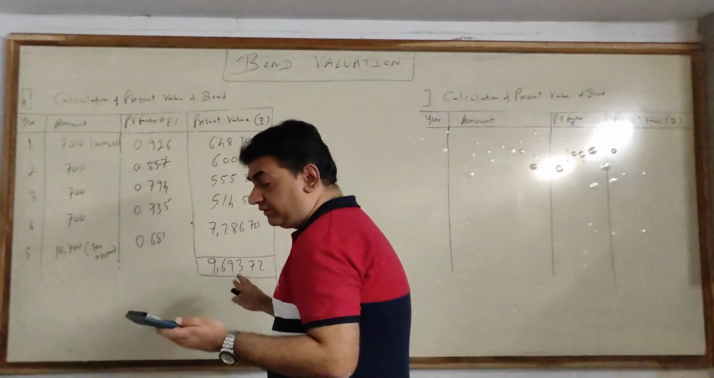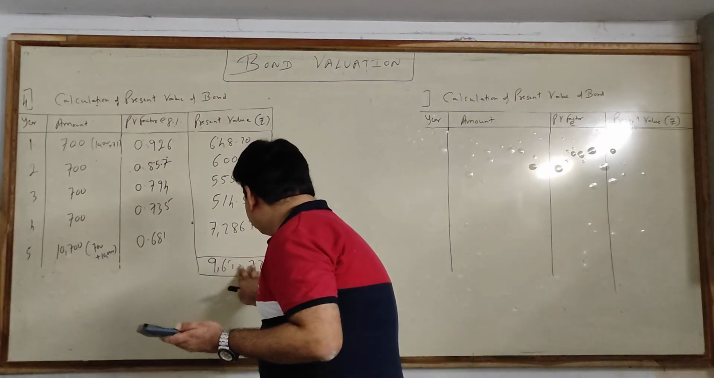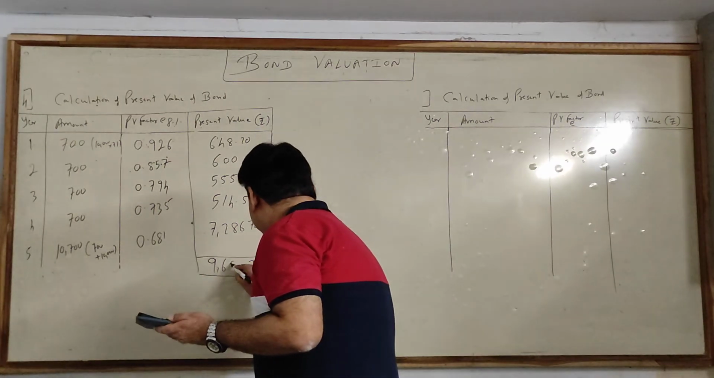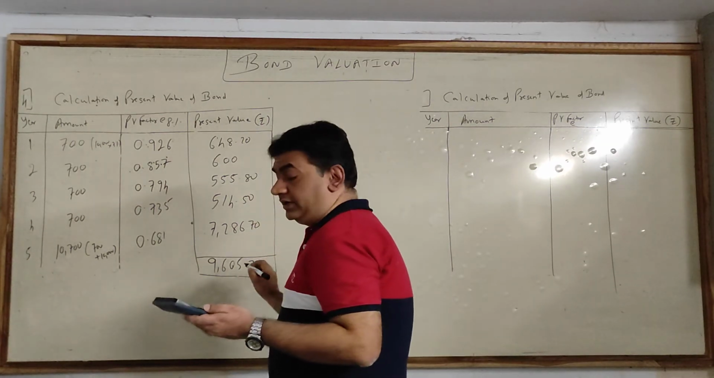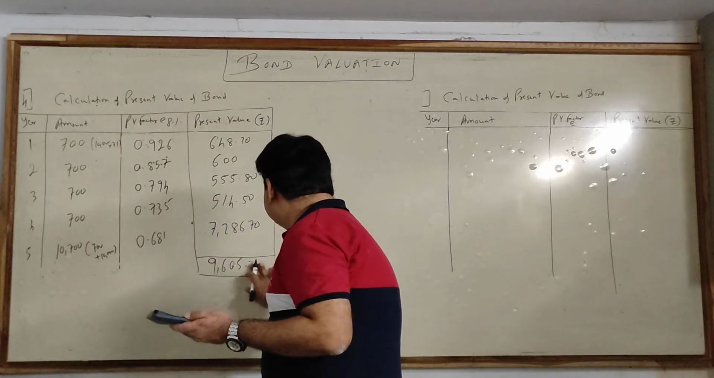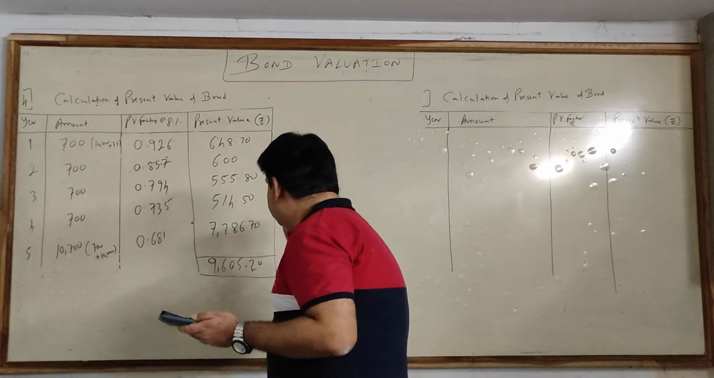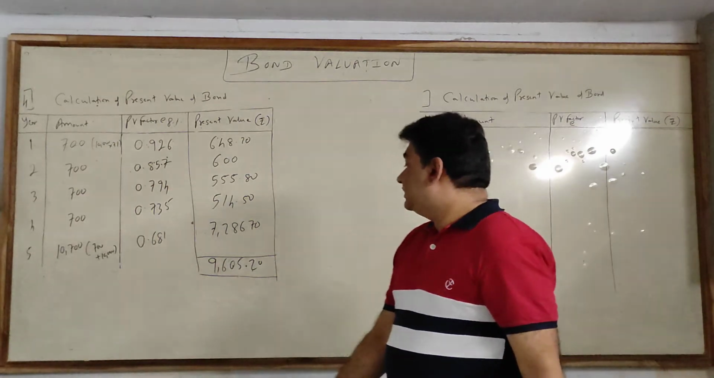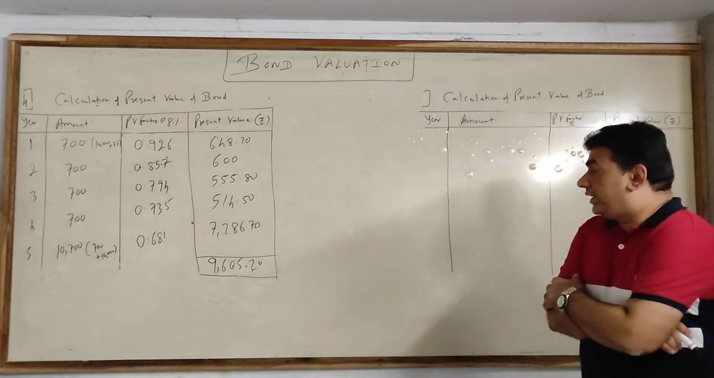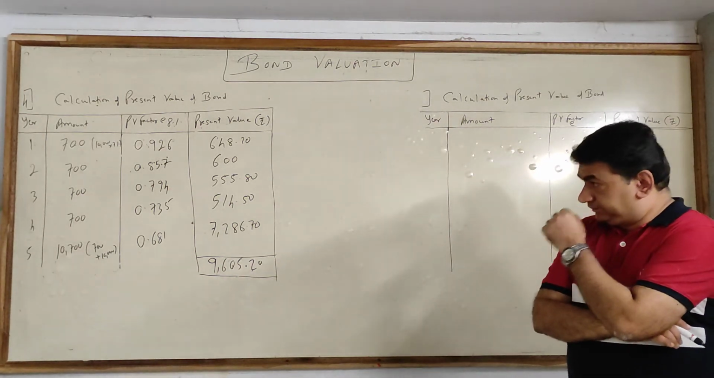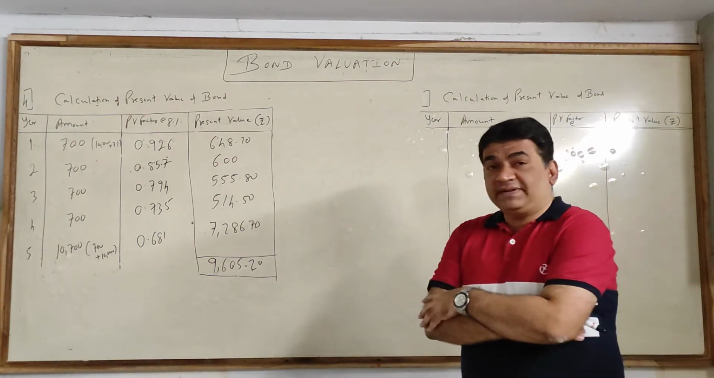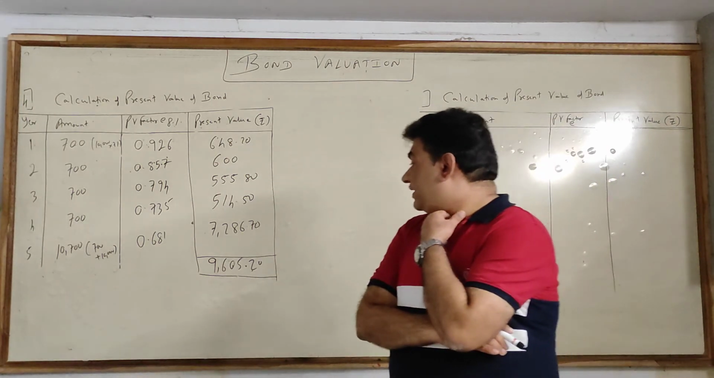Sorry, I think I made a calculation error. Sorry, I made a calculation error. The correct figure is 9605.20. Okay, guys? The present value is 9605.20.